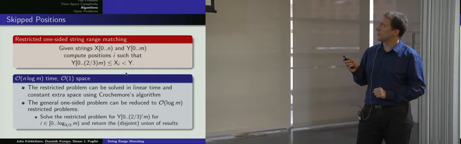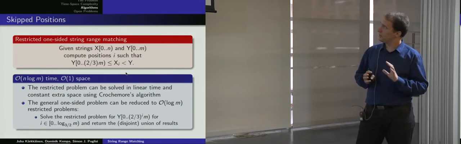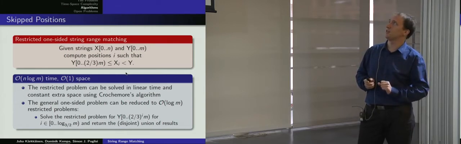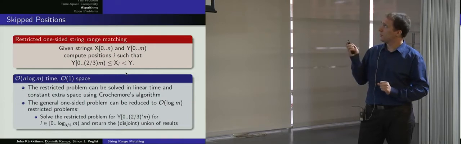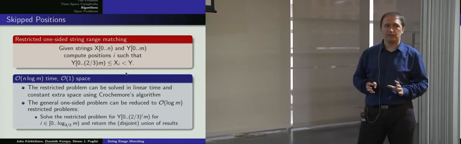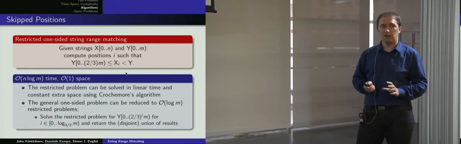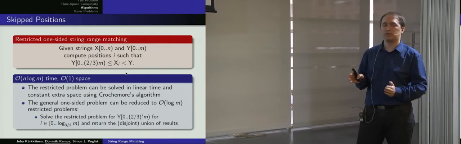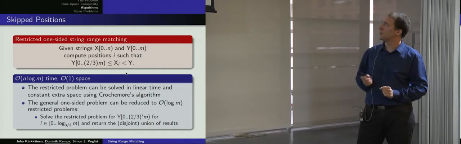So here's the idea of the second algorithm that will run in n log m time and use constant extra space. To do that, we reduce the problem to a simpler problem. We call it restricted one-sided string range matching. In that problem, we're given a text and a pattern, and we want to enumerate all the suffixes of the text that are smaller than the pattern, but that also have the LCP with the pattern of length at least 2/3 of m. And we can solve this restricted problem in linear time and constant extra space using a modified KMP algorithm.